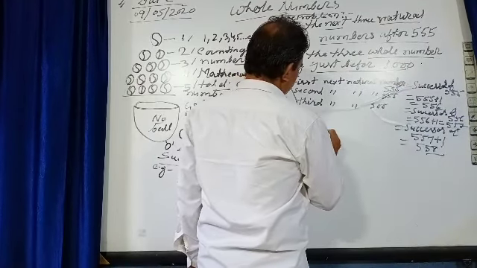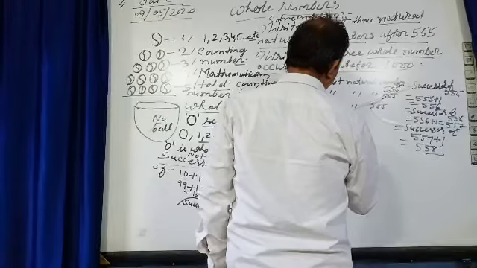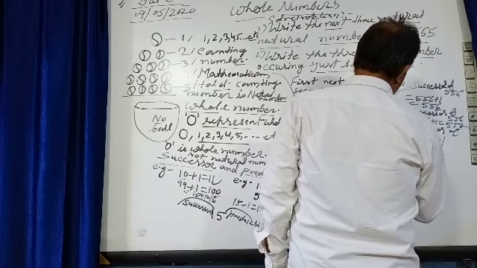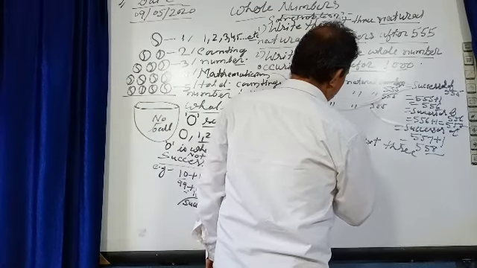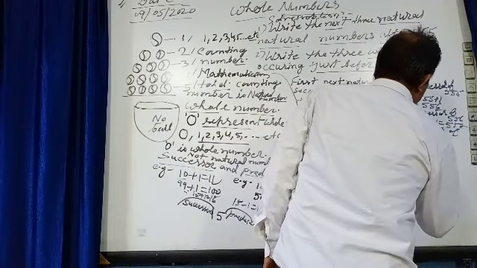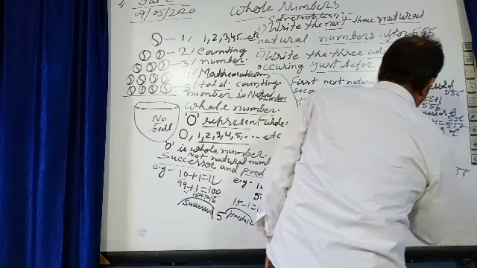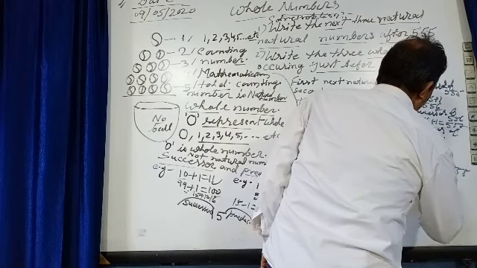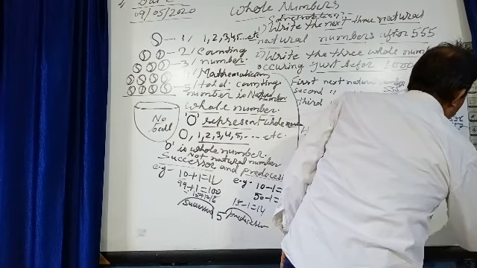Hence, the next three natural numbers after 555 are 556, 557 and 558.